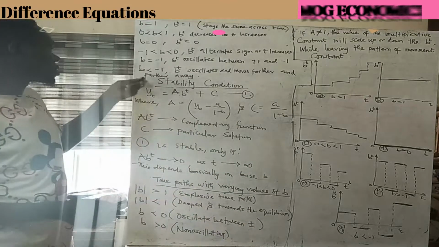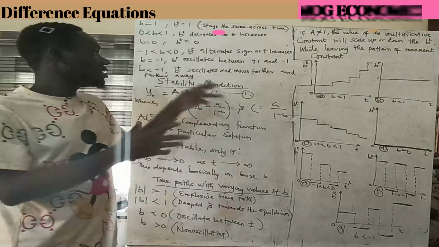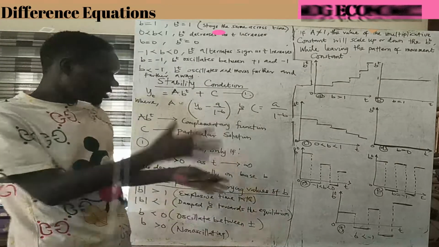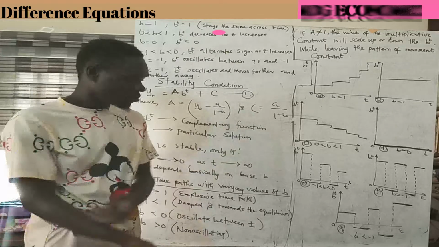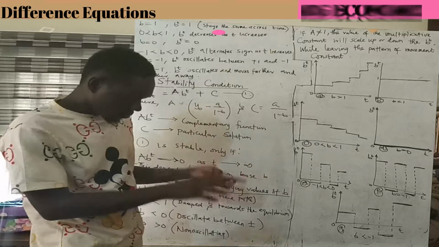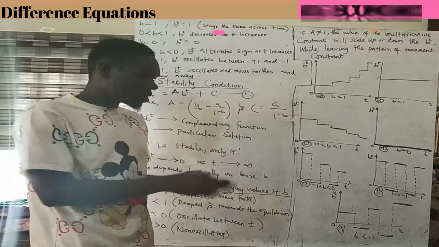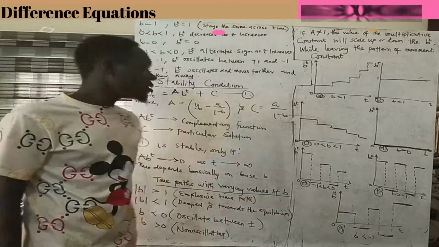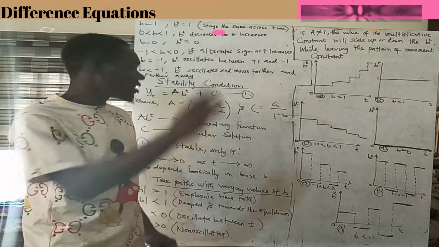And for the last one here, b to the power of t oscillates and moves further and further away, like this here. It oscillates between positive and negative, positive 1 and -1, and it's not even positive and negative 1 because the height also keeps changing. Then it moves further and further away like that.